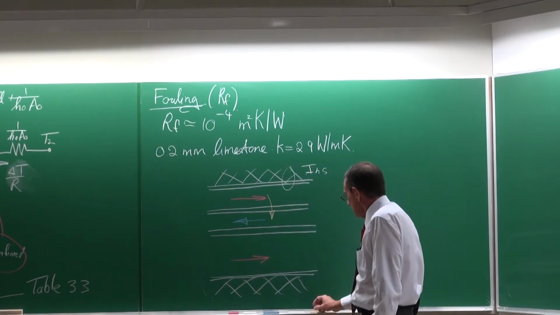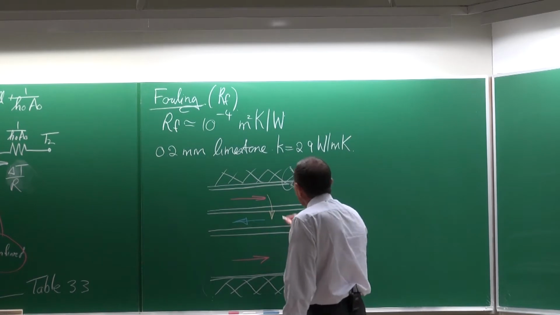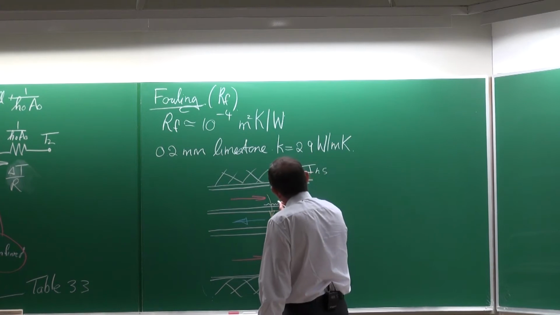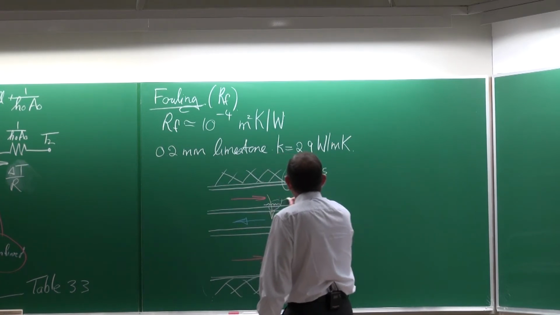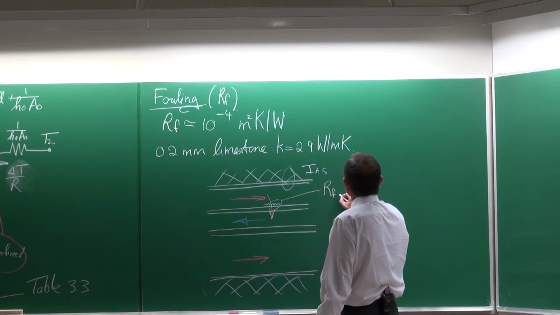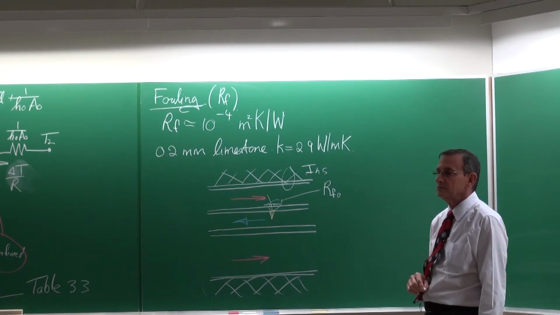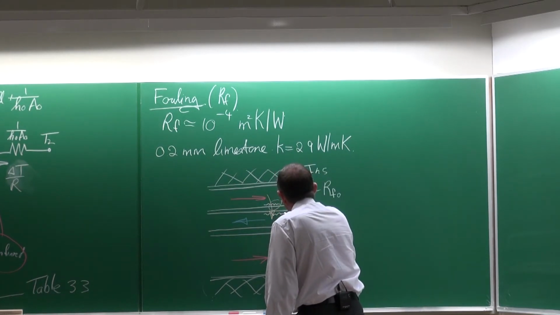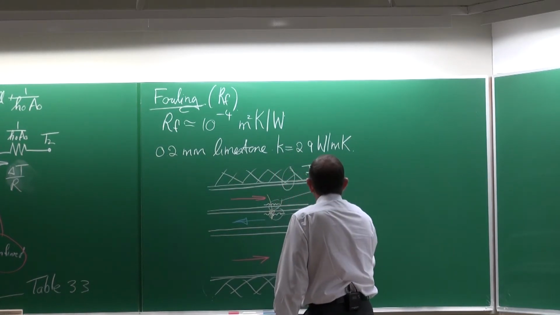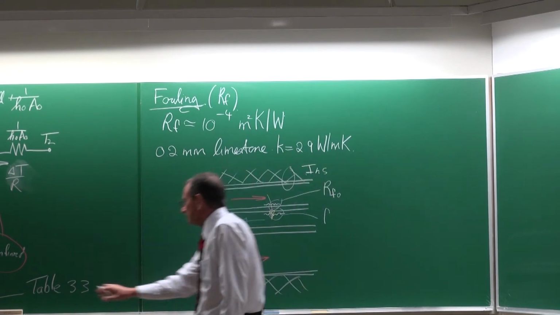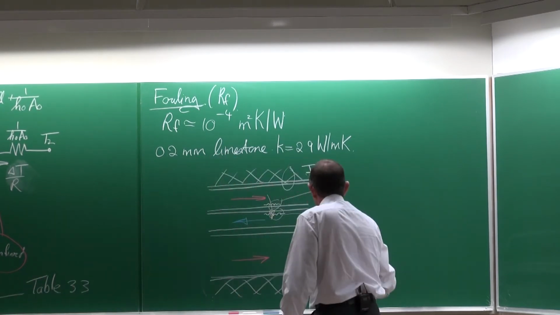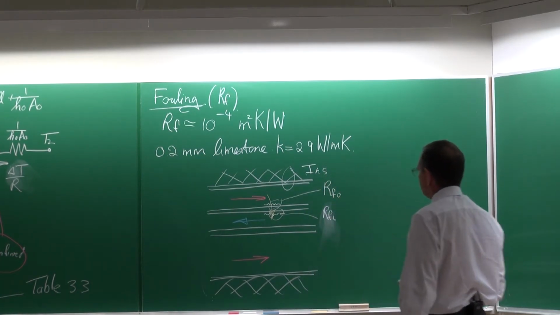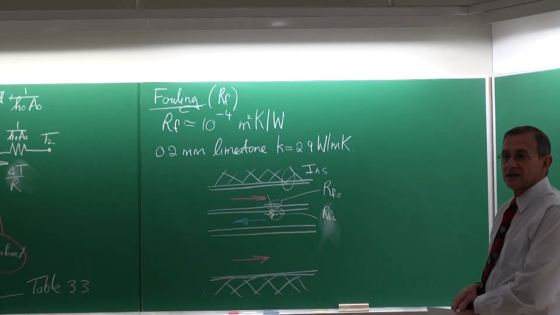So the heat transfer will be there, and the fouling that's going to occur there, we can refer to as the fouling on the outside. And then there will be fouling there, which is called the fouling on the inside, R_Fi. Does that make sense?